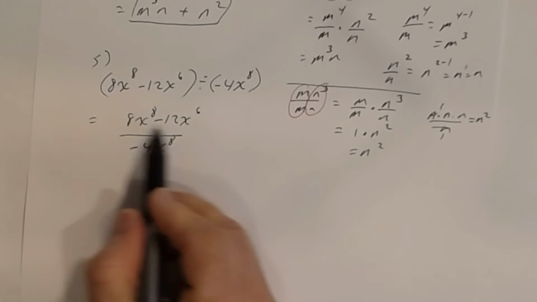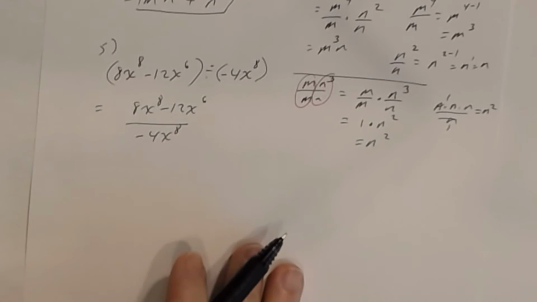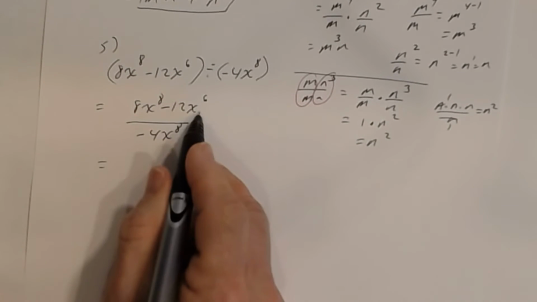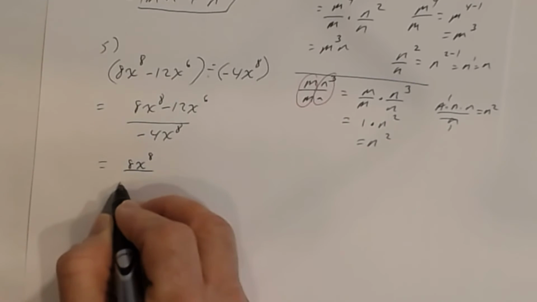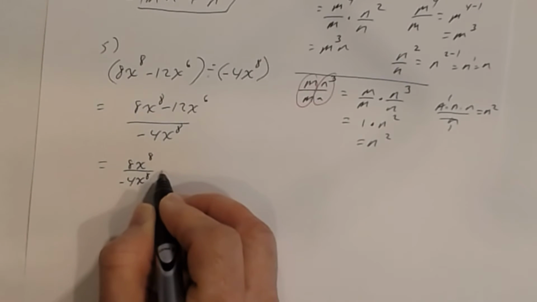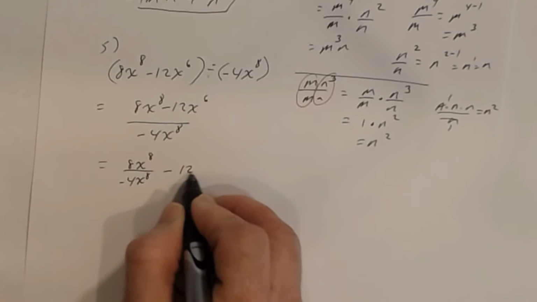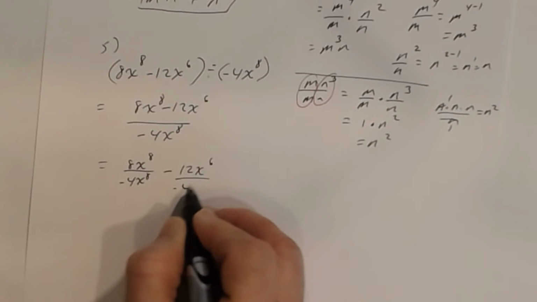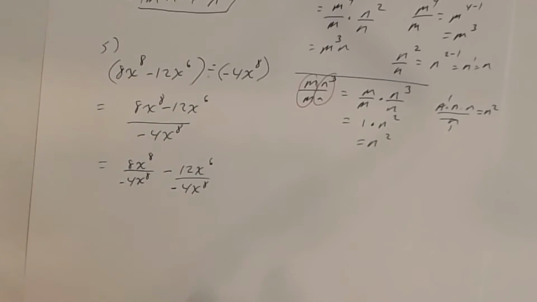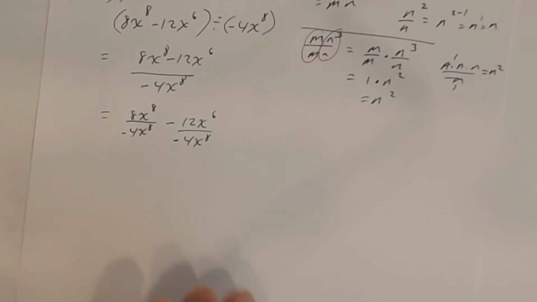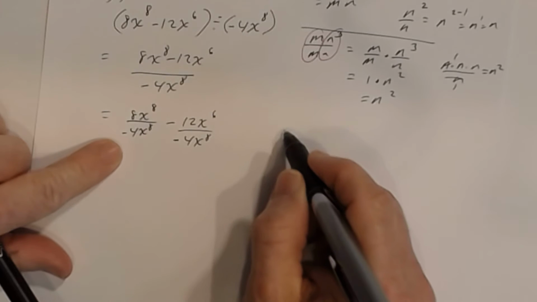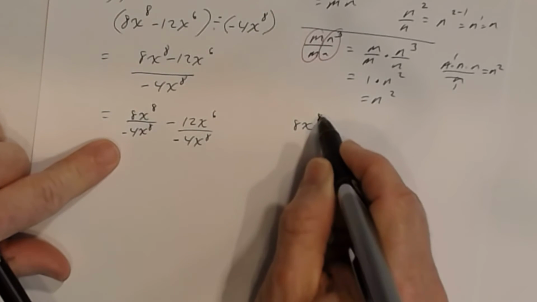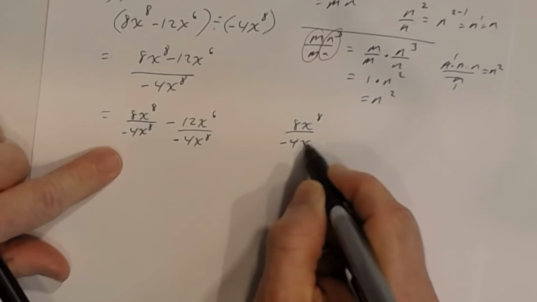And now notice I have a polynomial divided by a monomial. So I'm going to rewrite this as 2 separate fractions. 8x to the 8th divided by negative 4x to the 8th minus 12x to the 6th divided by negative 4x to the 8th. Okay? And then I'm going to go ahead and rewrite the first one. So we have 8x to the 8th divided by negative 4x to the 8th.